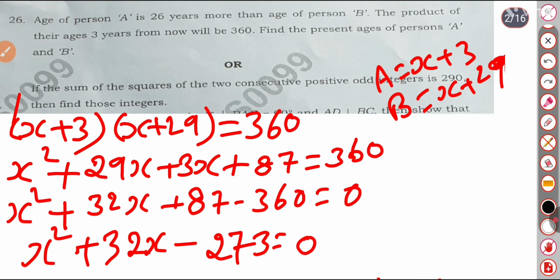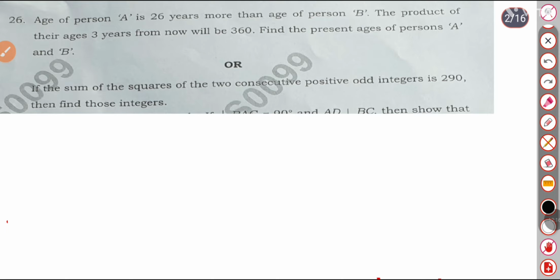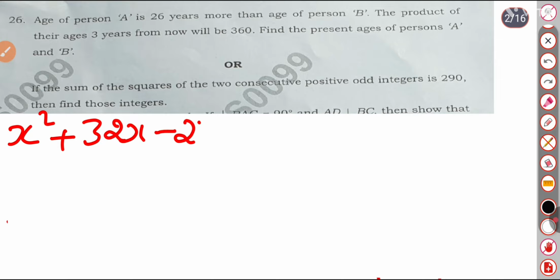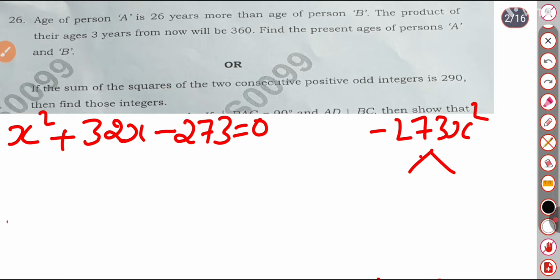Now we got one more quadratic equation. We have to solve this quadratic equation to find x. x is nothing but B's age. So how will you find it? Again by the factorization method. So what we got: x square plus 32x minus 273 is equal to 0. Minus 273 x square. What are the factors for this?